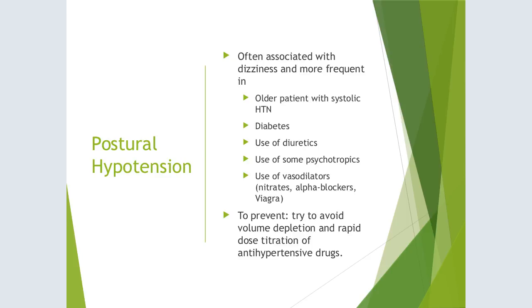The way to try to fix postural hypotension is to prevent it in the first place. Remind them, change position slowly, wait to a count of 10 before you get up and go walking off. Don't walk rapidly. Try to slow down your walk. Make sure you have something nearby to hold on to. Avoid volume depletion. Make sure you stay hydrated, okay? And don't titrate those drugs rapidly. Take your time. Try to get it down slowly but surely.